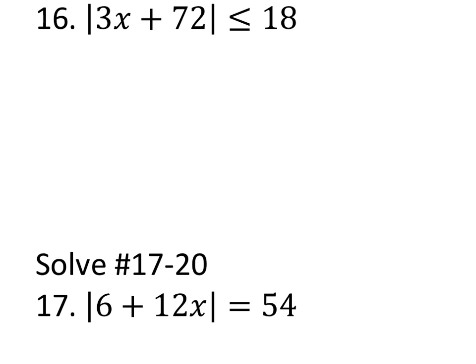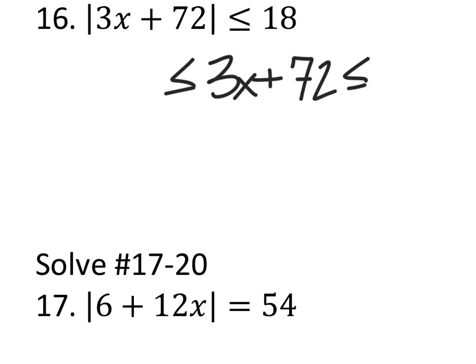Alright, so this one's a little bit different. Some of you remember, since it's less than or equal to 18, we'll need to take 3x plus 72 and sandwich it between 18 and negative 18. If you want to look up the rule for this formula, whatever you want to call it, it's on page 105 in the book.